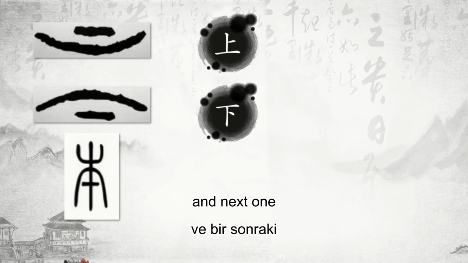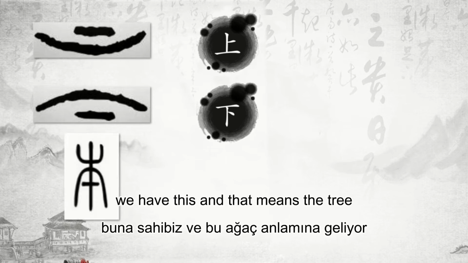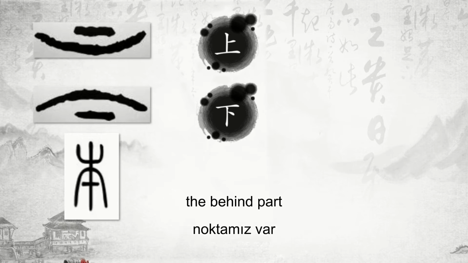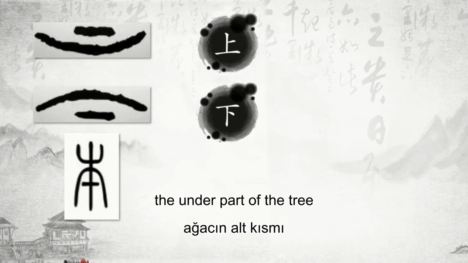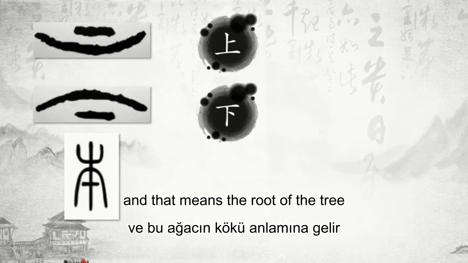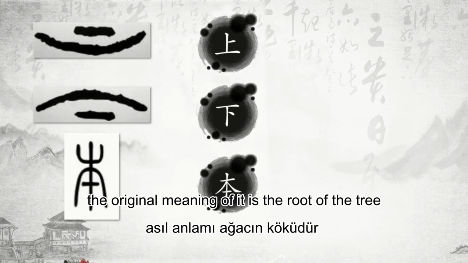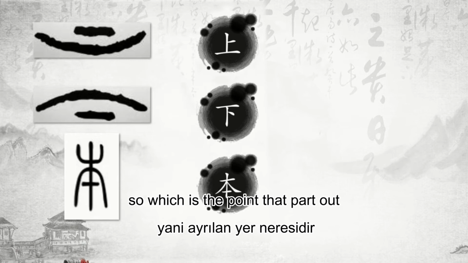And next one, we have this, and that means the tree. And we have a point at the behind part, the under part of the tree, and that means the root of the tree. So this character means the root of the tree. The original meaning of it is the root of the tree. So we just point that part out.